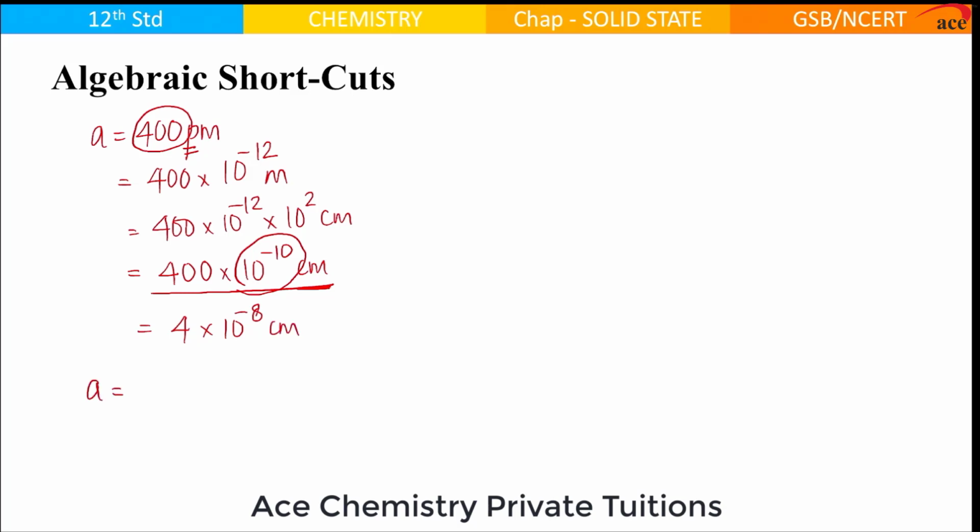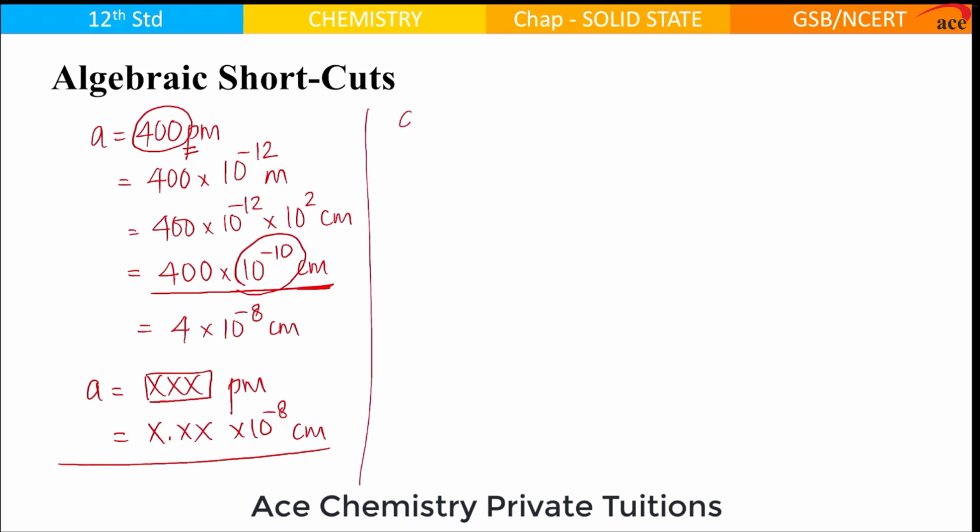From this, we realize if your edge length is a 3-digit number in picometer, convert this into a 1-digit number with a decimal place, multiply by 10 to the power minus 8, and that is your edge length in centimeter. So, next time when you have edge length as 320 picometer, we can directly write 3.2 into 10 to the power minus 8 centimeter. Similarly, if edge length is given as 2 angstrom, then with the same logic, write the 1 digit and write 10 to the power minus 8 centimeter.